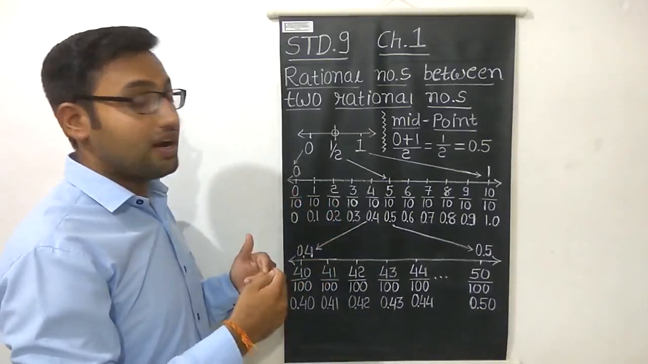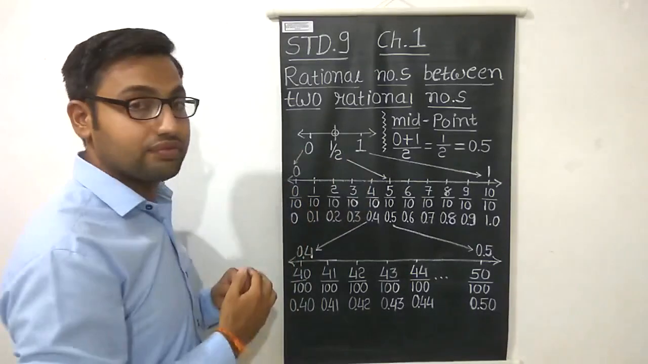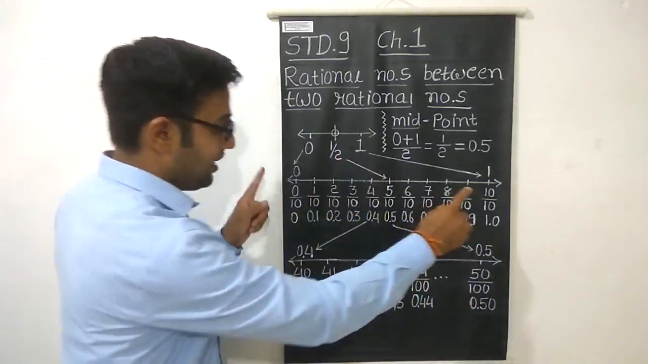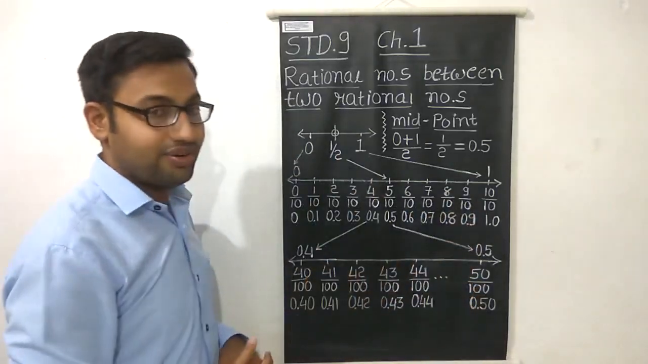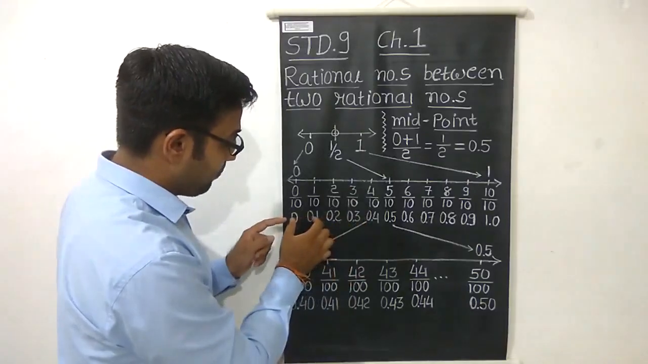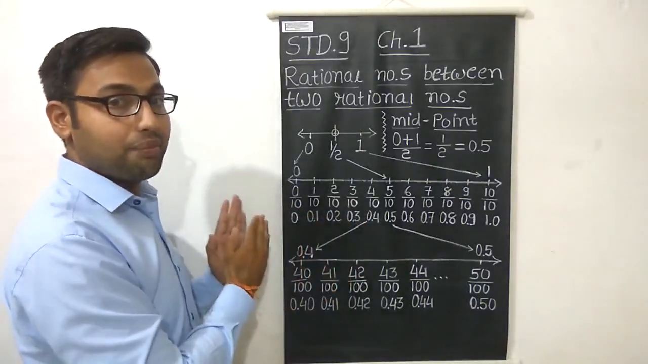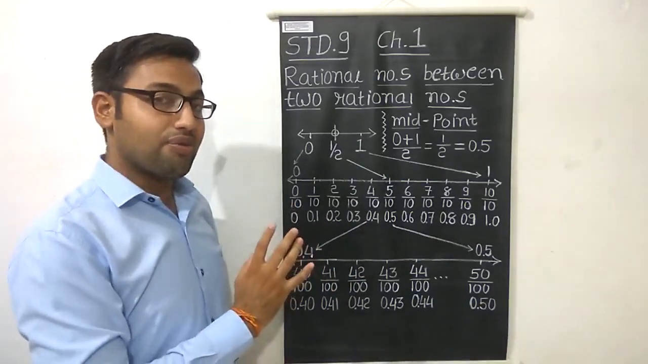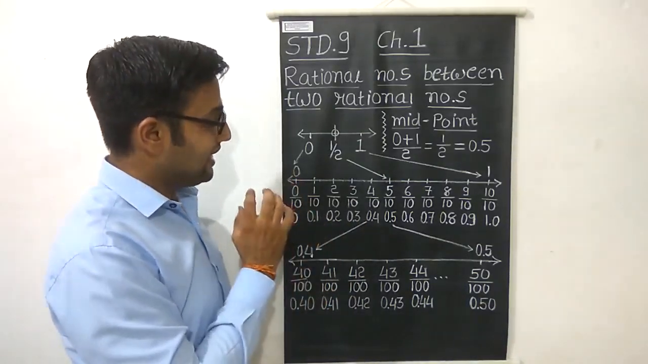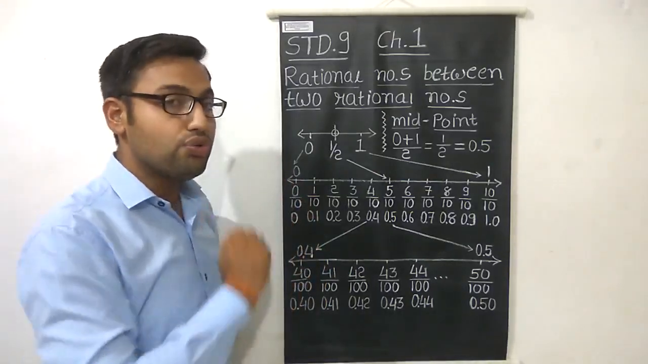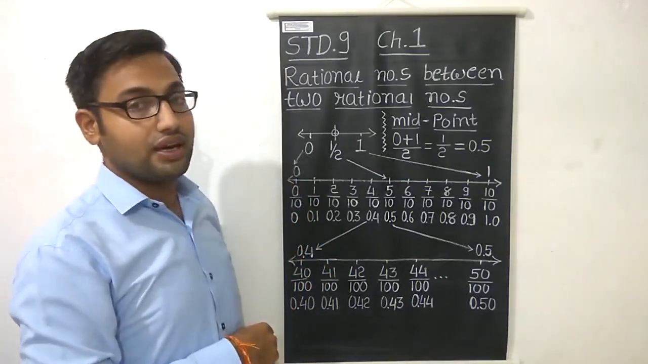From where did we start? We started from 0 and 1. And up to this, how many numbers did we get? 10 and 10, that is 20 numbers. If we magnify another portion, we again get 10 numbers. Okay? So now this concept is clear in your mind that infinitely many numbers we can find between two rational numbers, right?